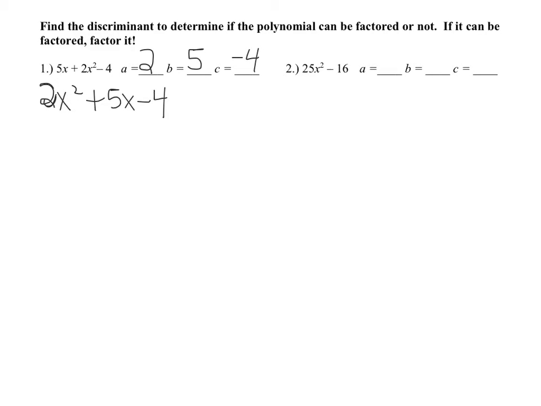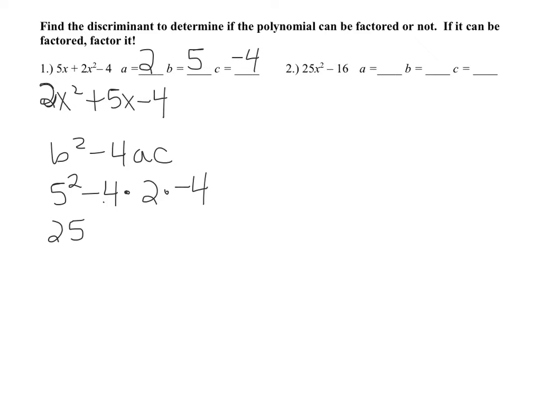And now we're going to plug it into the formula. b squared minus 4ac. So now I'm going to do 5 squared minus 4 times 2 times negative 4. Okay? Now be very careful with this problem. When your c value is negative, that messes people up. So let's just do 5 squared first, which is 25. And then when I multiply 4 times 2 times negative 4 together, 4 times 2 is 8, and 8 times negative 4 is negative 32.